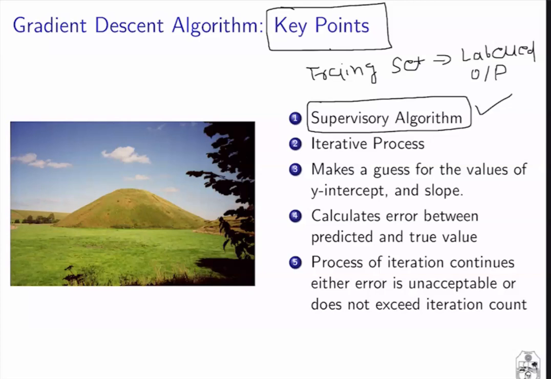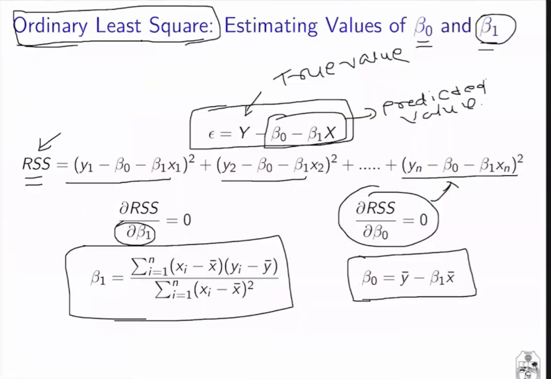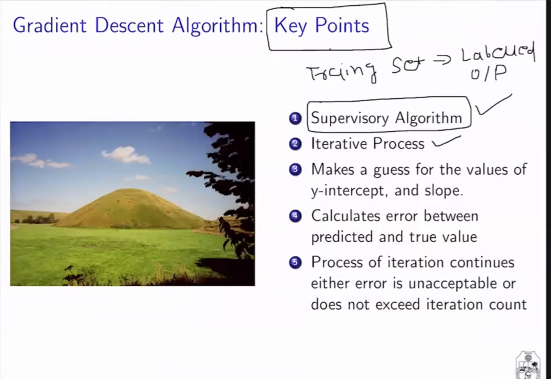The second most important point that we must remember is that the gradient descent algorithm is an iterative process. Iterative process means that it repeats again and again. Unlike the ordinary least square method, in which you got the values of beta 1 and beta 0 in one shot by solving the equations, the gradient descent algorithm is an iterative process.